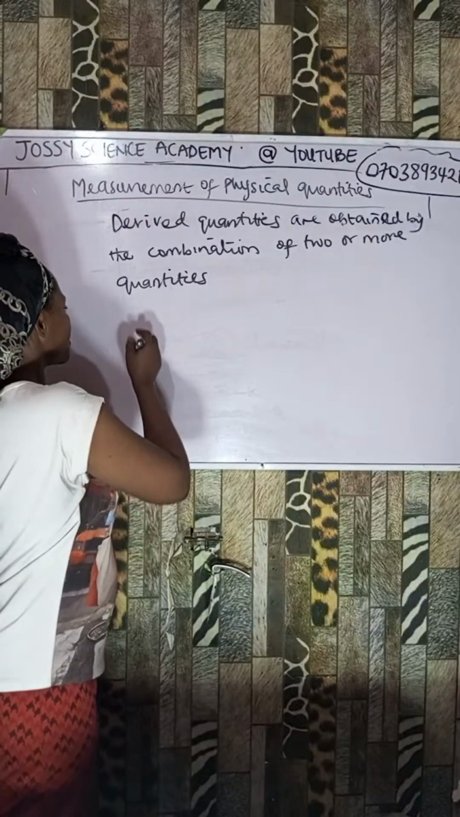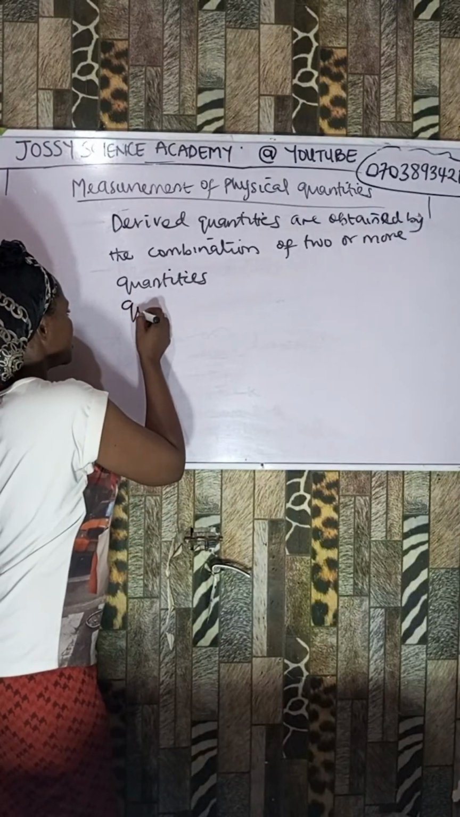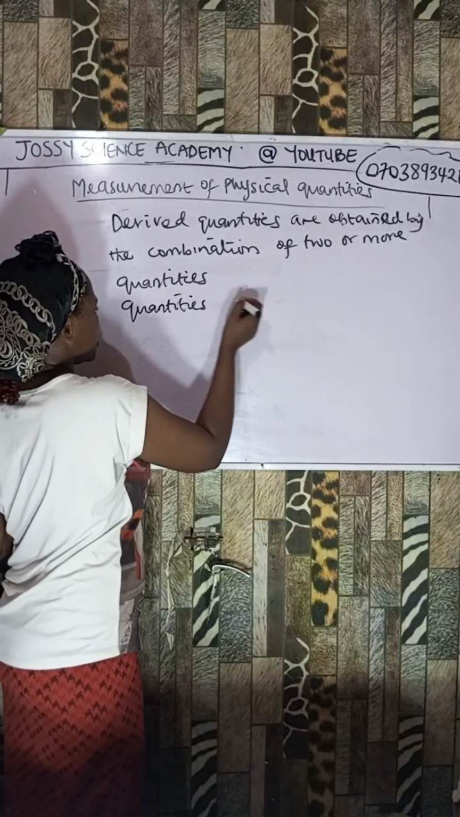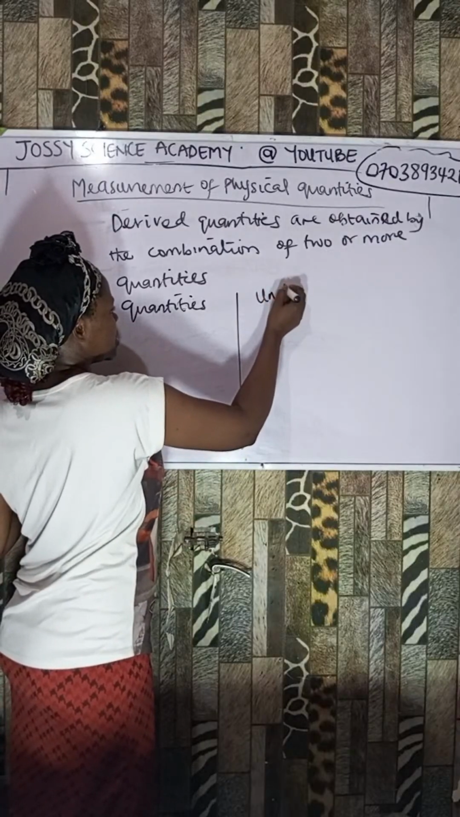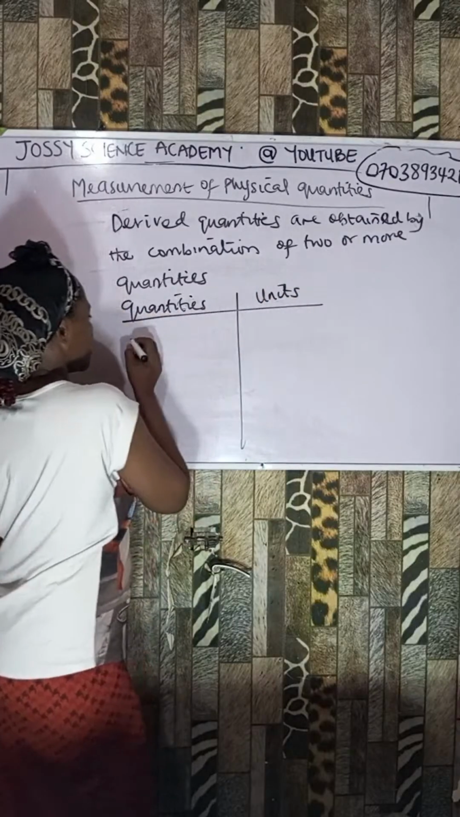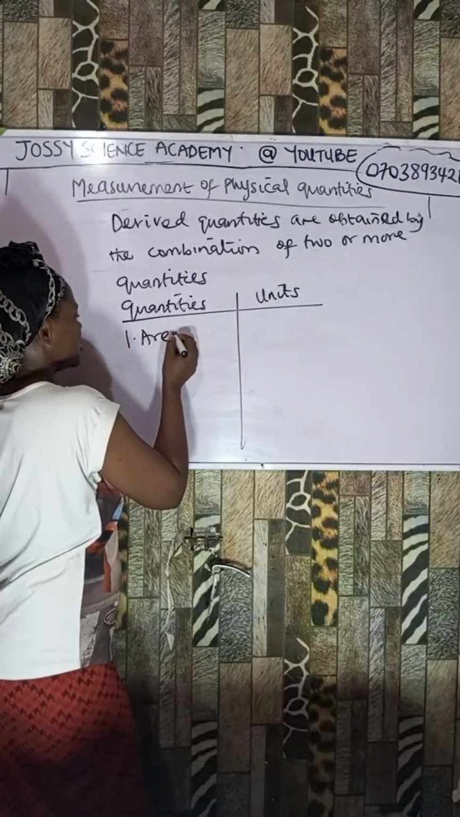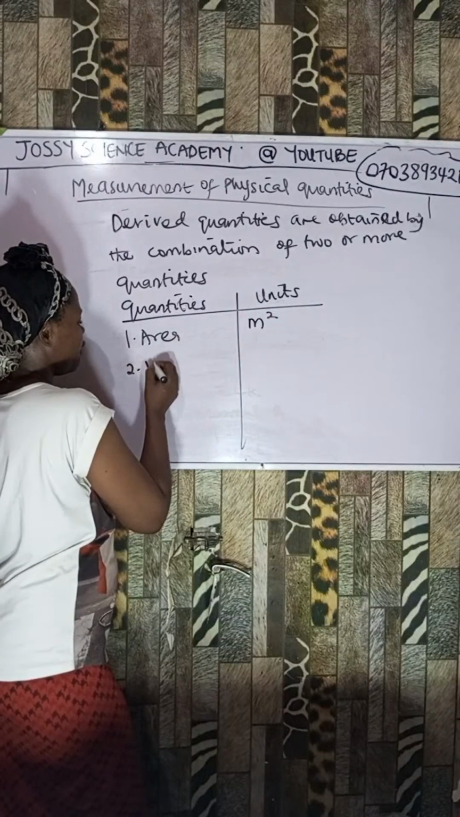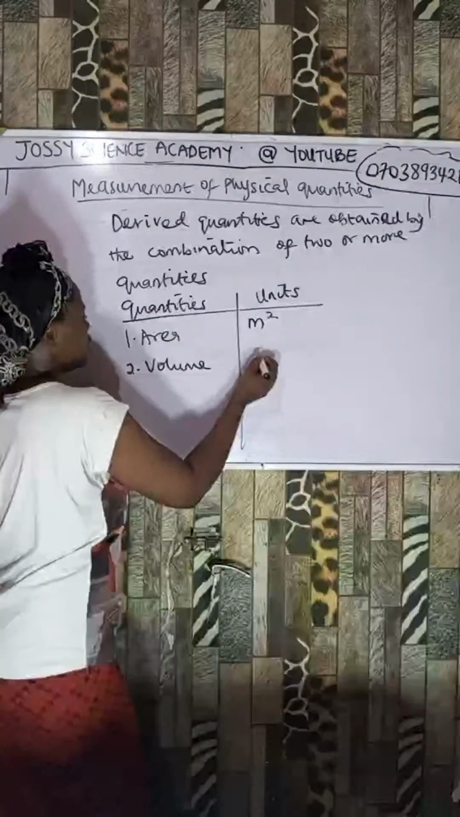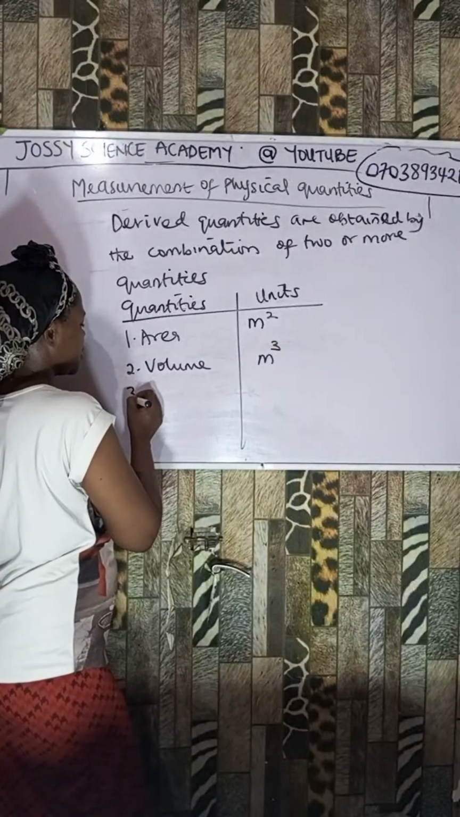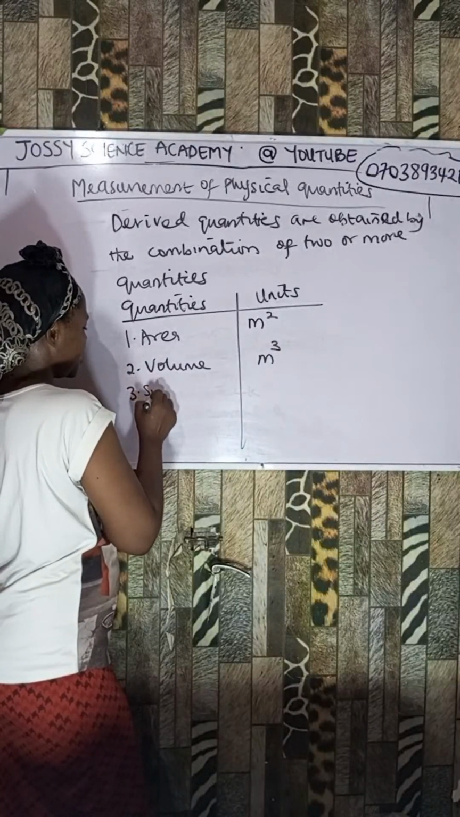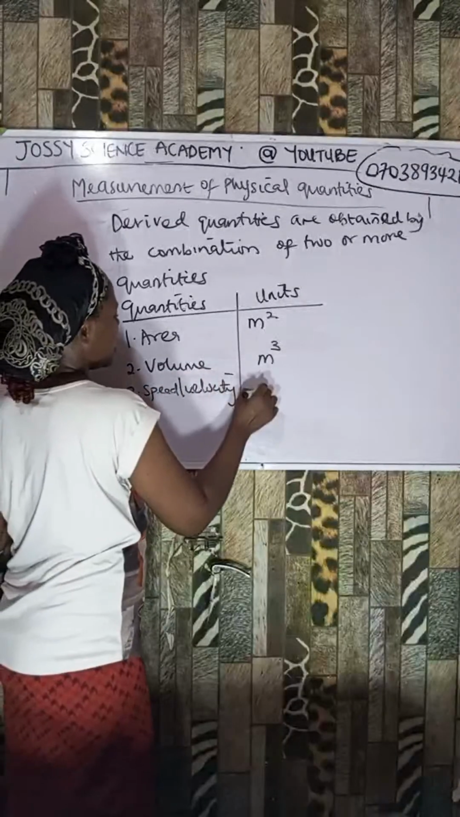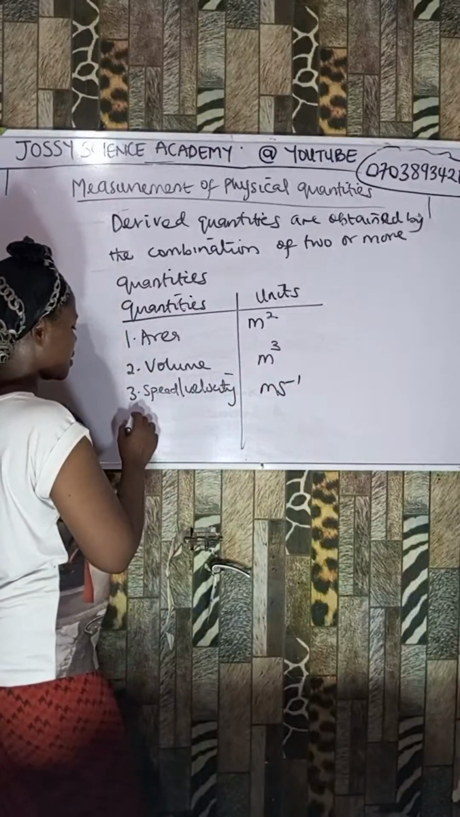Let's look at the examples. We have what? Quantities and their units. I have number 1, area. Area is what? Meter square. I have volume. Volume is meter cube. I have speed. Speed and velocity, they are the same. I have meter per second.